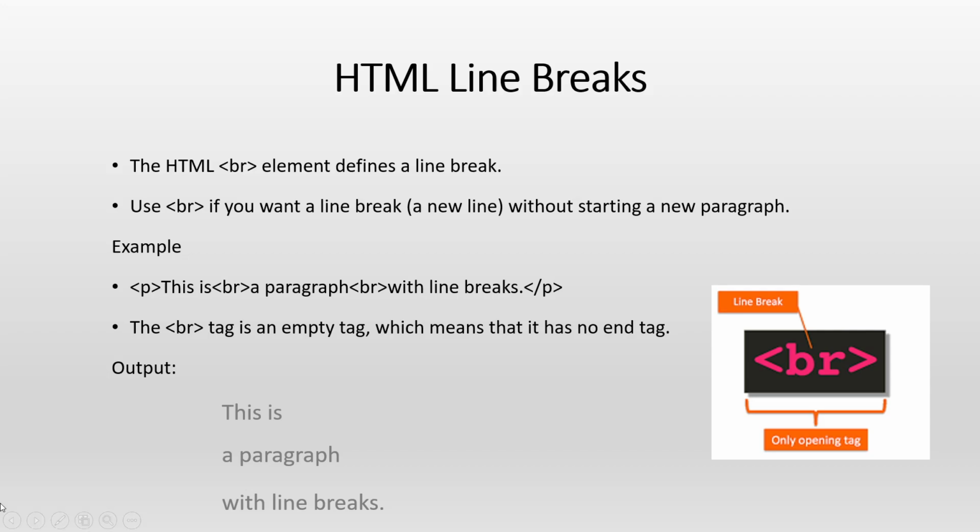So here, see, this is an example. What I am doing here is, inside the p tag, the paragraph tag, I have written this content, and I have written BR, and after that a paragraph, and I have written a BR tag again with line tags. So what is going to be the output? The output is going to be like this. This is a paragraph with line breaks.